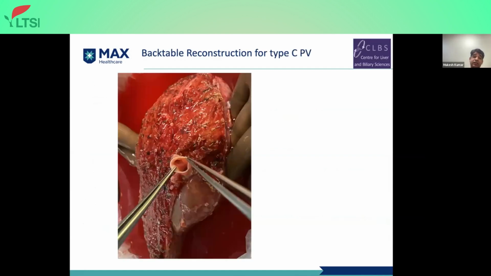So, as in ALF we don't have time and it's an emergency surgery, sometimes we have to accept the available donor. In this patient, we have two portal veins. So we did backbenching and made the two portal veins into one, as it was a type C vein. Yeah, next.